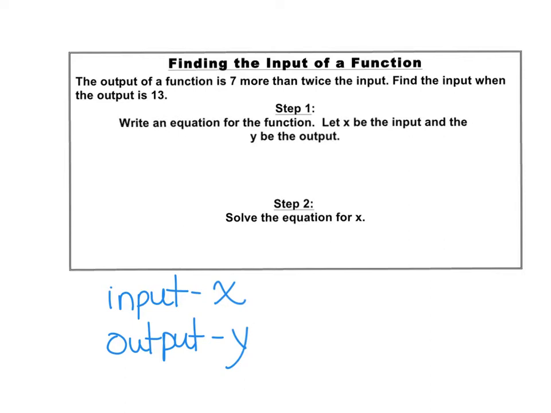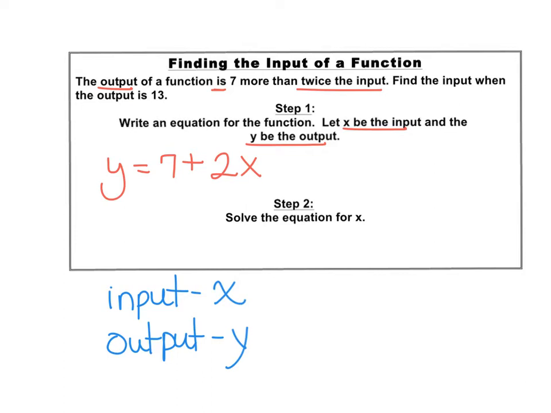So the output of the function is 7 more than twice the input. Find the input when the output is 13. Our x is our input and our y is our output. So I need to say that the output, y, of the function is, remember is means equal, 7 more, I have 7, and then more means to plus twice the input, which would be 2x. So now I've written an equation to represent this relationship.